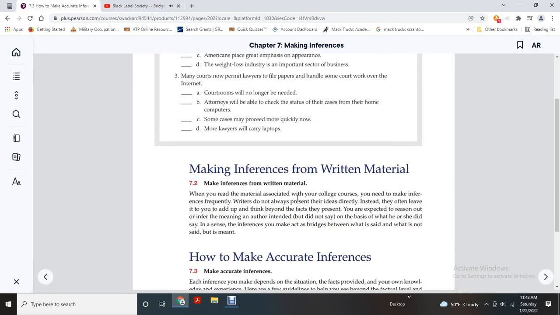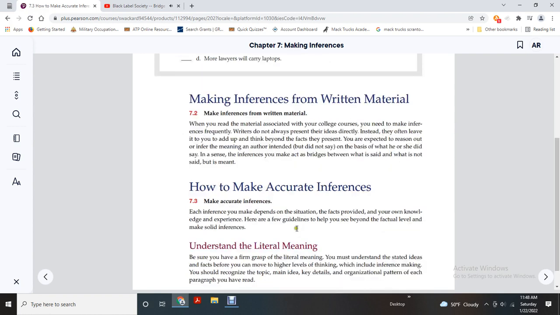Making inferences from written material. When you read the material associated with a college course, you need to make inferences frequently. Authors do not always present ideas directly. Instead, they often leave you to add up and think beyond the facts presented. You must reason out and infer the meaning the author intended but did not say, on the basis of what he or she did say. Some of the inferences you make are the bridges between what is said and what is not said, but is meant.